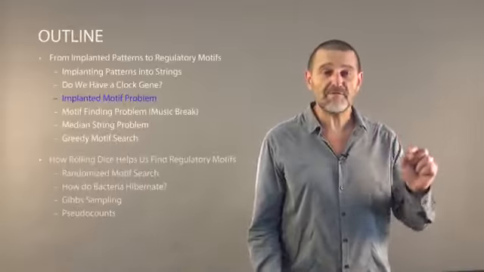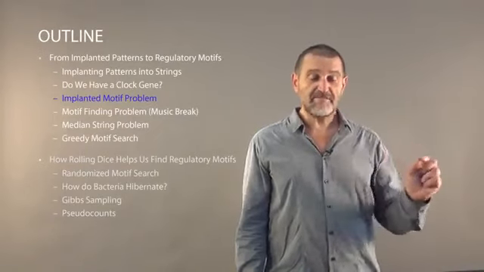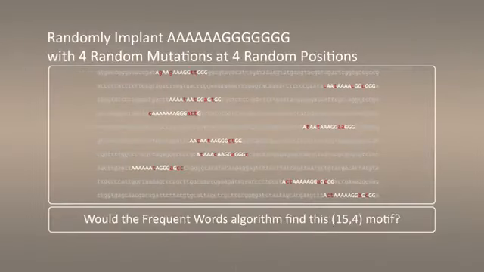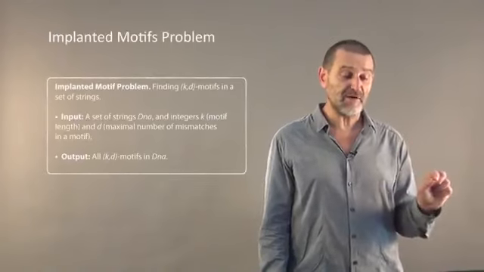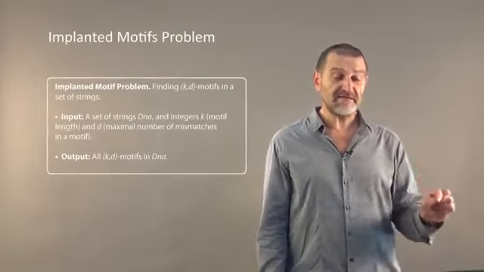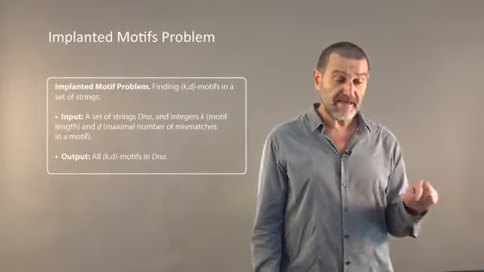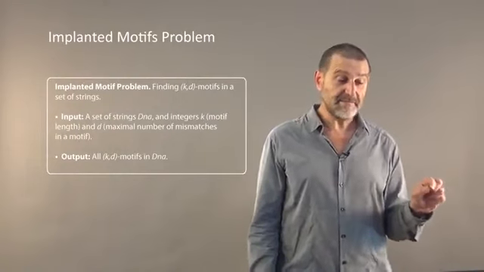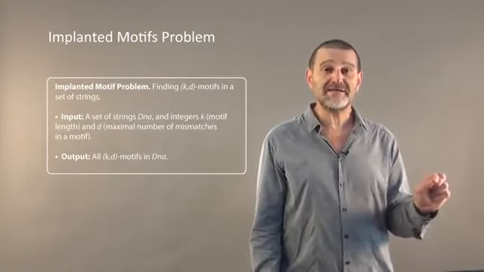We will start by formulating the problem. When we talked about implanting a 15-mer with 4 random mutations, we figured out that the frequent words algorithm wouldn't work to find it, because there are no frequent words appearing without mutations in the resulting strings after implantation. That's why we need to solve a different problem that I call the implanted motif problem. In this problem, you are given a set of strings DNA and integers k and d, and you need to find all (k,d)-motifs in DNA.